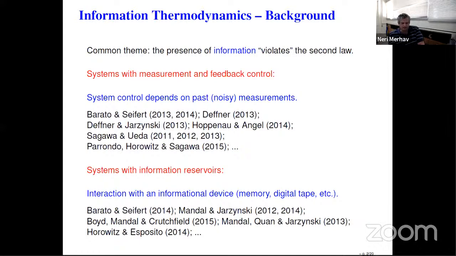And the second category is the systems with so-called information reservoirs, in addition to the heat reservoir and the system itself. And there we are talking about either a memory device or a digital tape, where the sequence of bits or symbols sequentially interact with the system. And I'll focus on that later on.